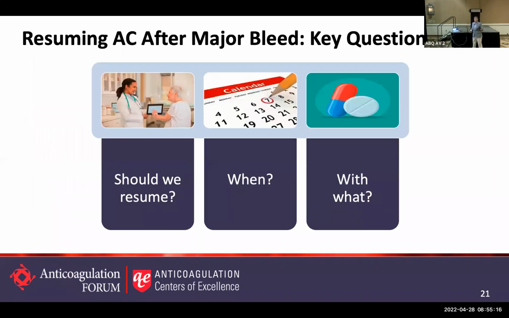I think this is a really important question that we sometimes forget to ask. After somebody has a big bleed on anticoagulation, the next question should be, actually a few questions: Should we resume anticoagulation in this patient? If we're going to resume, when should we do that? And then with what agent? The next few slides are going to inform these questions.